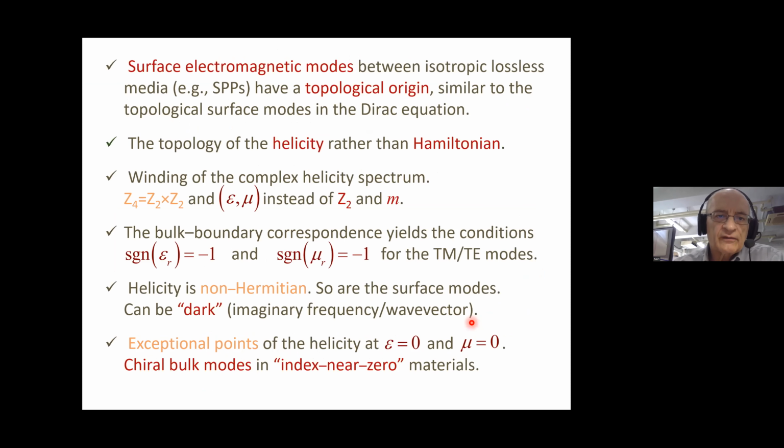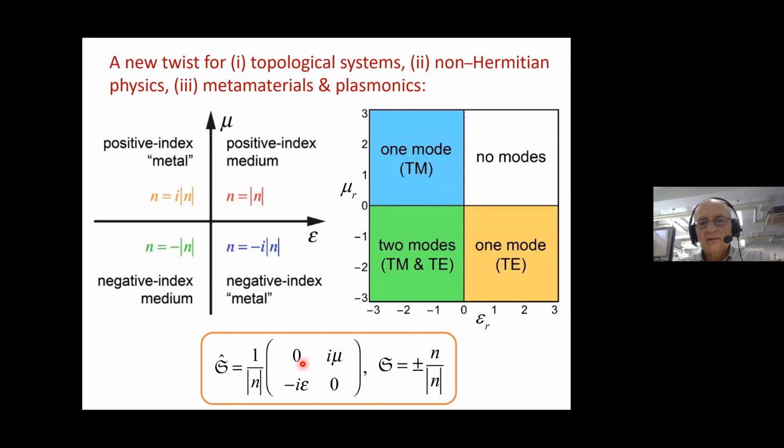So therefore, we saw the surface electromagnetic modes within isotropic lossless media have a topological origin similar to the topological surface modes in the Dirac equation. The topology is the helicity rather than the Hamiltonian, and the winding of the complex helicity spectrum is this one here. Sorry, you replace Z4 by Z2 and epsilon mu by the mass. The bulk boundary correspondence corresponds to this change of sign. Helicity is non-Hermitian. There are surface modes that can be dark, with imaginary frequency or wave vector. And the exceptional points correspond to these singularities here. And the chiral bulk modes occur in these index near 0 materials. So that's the summary for this part.